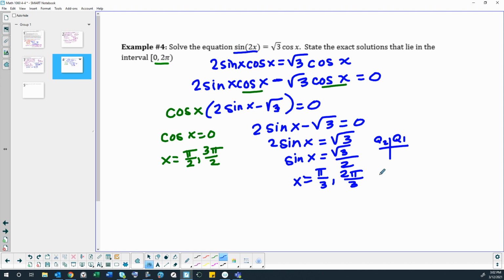And then, of course, if we wanted infinite answers, we would add 2 pi k to each of those. But there's no need to, because that's as far as we're going to be able to go. If we go further into quadrant 3 or 4, those are negative square root of 3 over 2, not positive. So we're done. So our solutions from 0 to 2 pi are pi halves, 3 pi halves, pi thirds, and 2 pi thirds. All right, next.